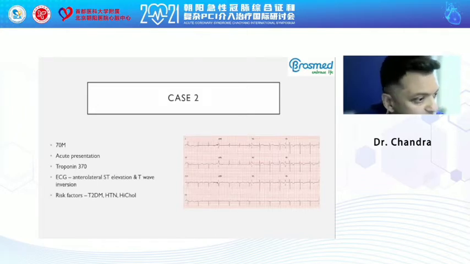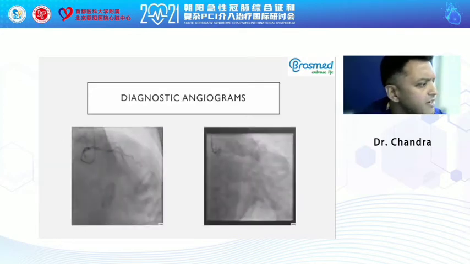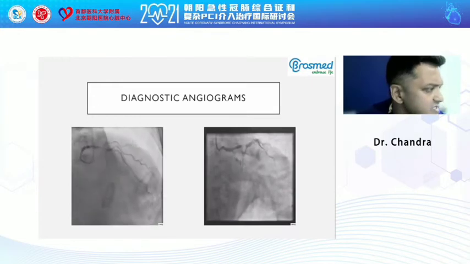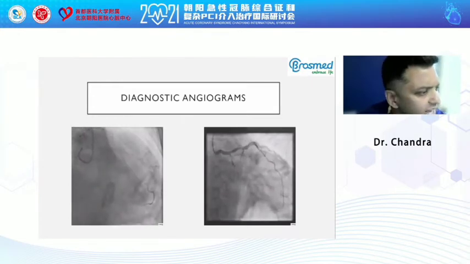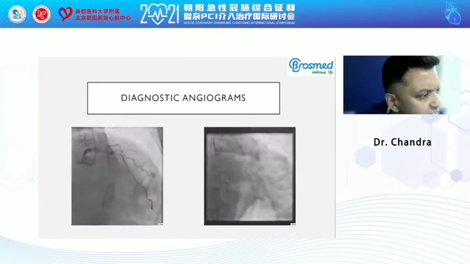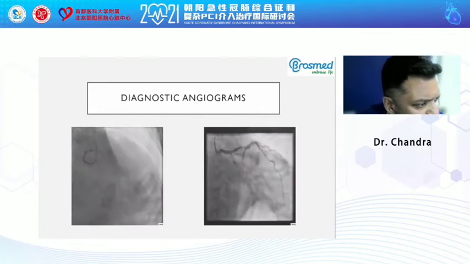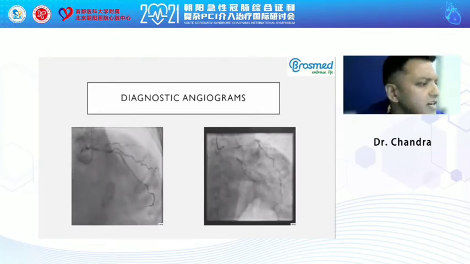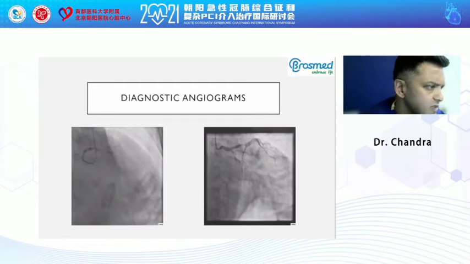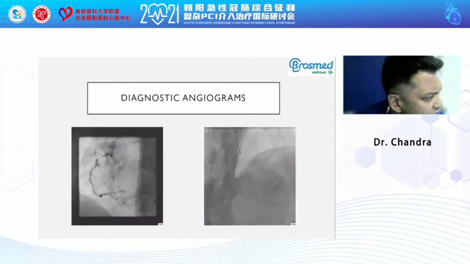The diagnostic angiograms here show, first of all, severe diffuse disease in the proximal to mid LAD. You'll also see the circumflex has severe disease, but this is a smaller caliber vessel. The right coronary artery, a dominant vessel, again, large caliber, but a critical lesion in the proximal vessel and some further disease in the mid vessel as well.